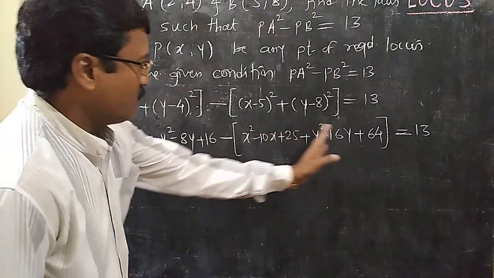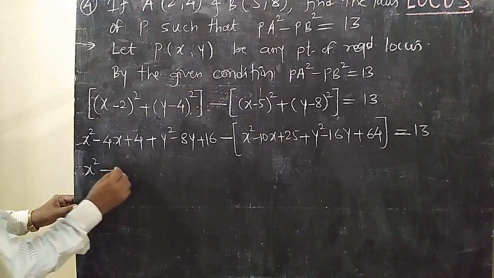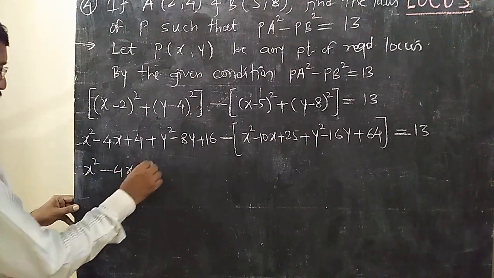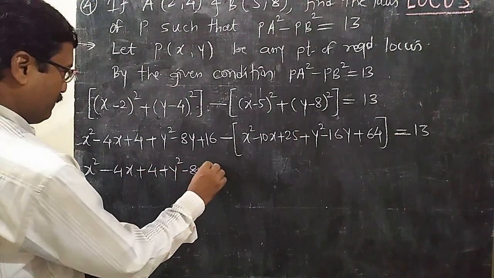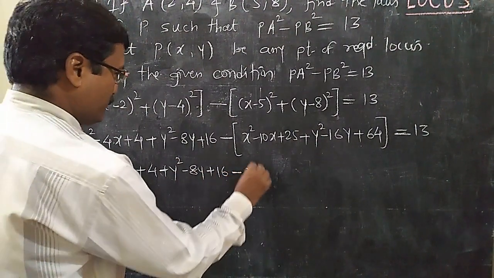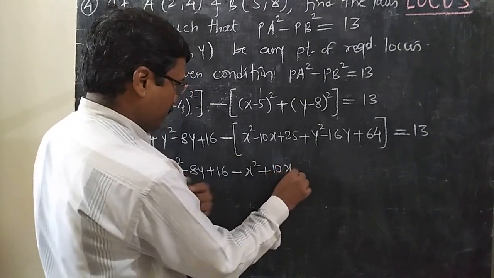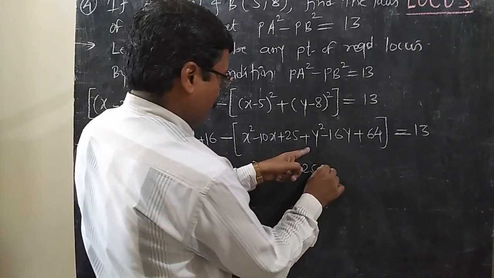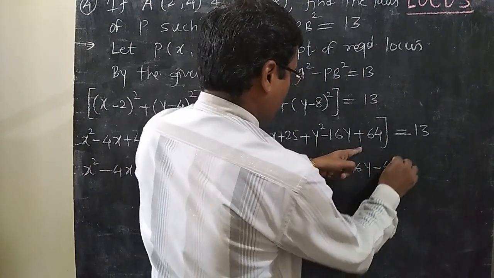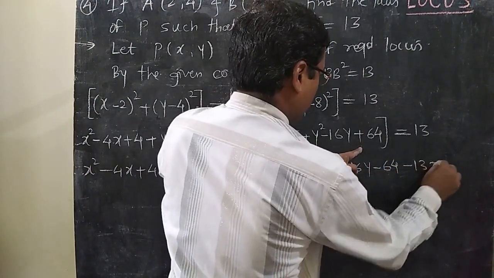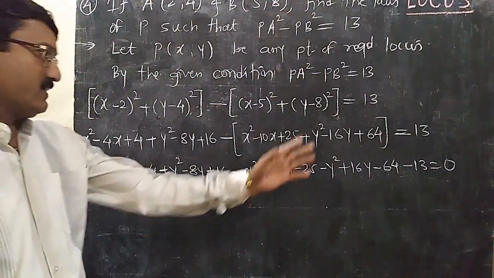Just apply a negative sign on each term here. We get x square minus 4x plus 4 plus y square minus 8y plus 16 minus x square. This becomes minus minus plus 10x minus 25 minus y square plus 16y minus 64 and minus 13 equal to 0. Taking this 13 to the left, we get this large equation.